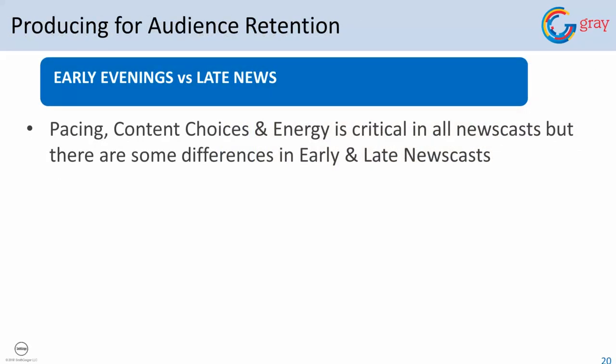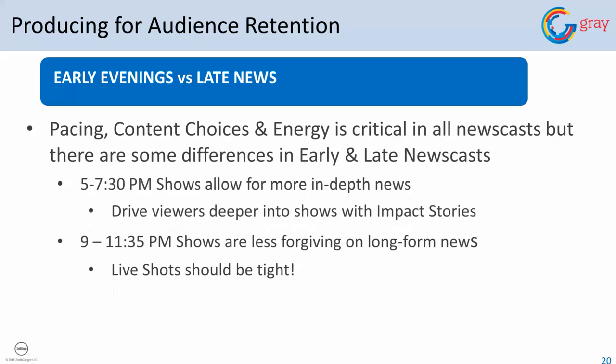Pacing, content choices, and energy are critical in all newscasts, but there are some differences in early and late newscasts as well. So we would tell you anything from 4 o'clock in the afternoon to 7:30 shows can allow for some more in-depth stories. Quite frankly, 4 and 5 are not really good for in-depth stories, but 6 o'clock through 7:30 is a little bit better, to be able to have some stories with more impact-driven details for our viewers, driving them deeper into the second and third blocks.